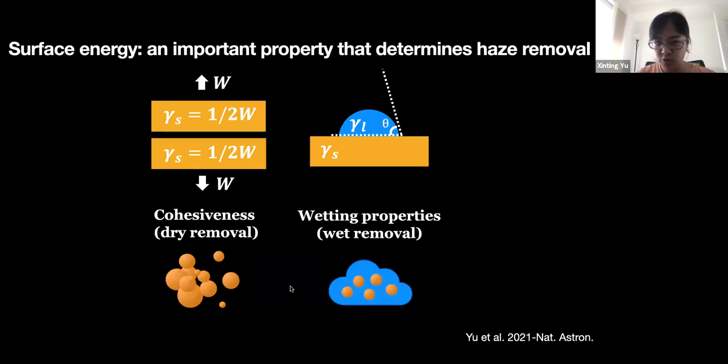For those of you who don't know anything about surface energy, it's basically the energy needed to separate a piece of material into two chunks. That tells you how cohesive this material is. The higher the surface energy, the more energy is needed, so it's more cohesive. And this directly links to how we dry remove stuff. Since we know how sticky it is, we can also predict how it sticks to other things like cloud condensates. This is the so-called wetting property and wetting theory, and that can directly tell us the wet removal of this material.